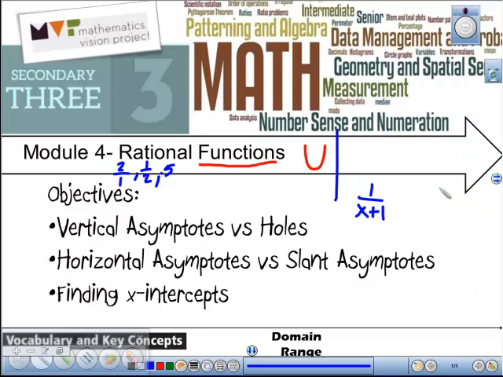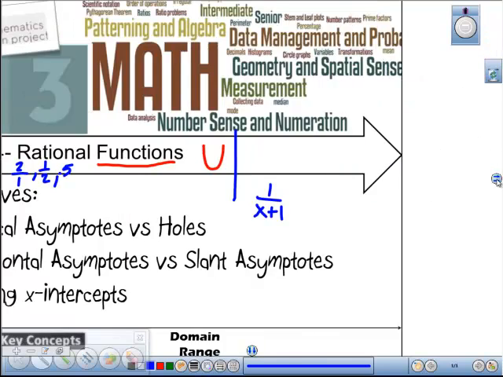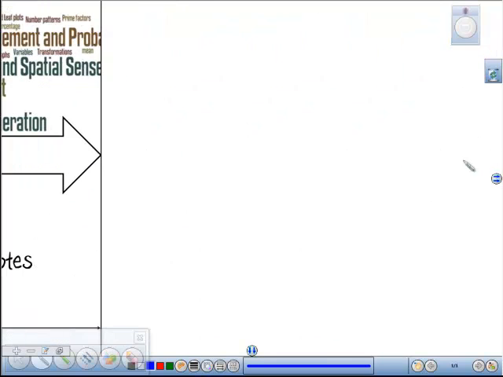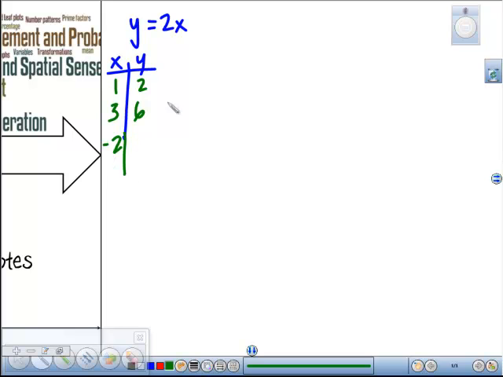Let's talk about this over to the side for a second, because at the bottom it talked about domain and range. Let's say we had y equals 2x. If we were to create a t-chart, what kind of x values can we choose here? Could I choose 1? Yeah, because 2 times 1 would be 2, so y would be 2. What about 3? 2 times 3 would be 6. What about negative 2? That would be negative 4. What about 0? 2 times 0 would just be 0.